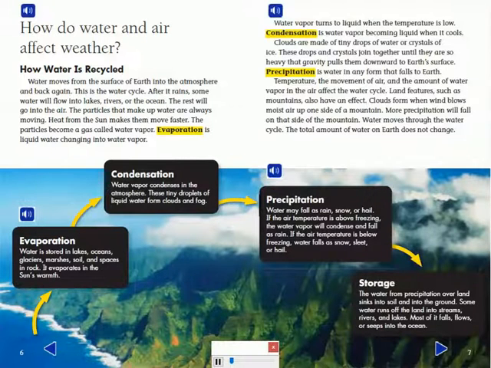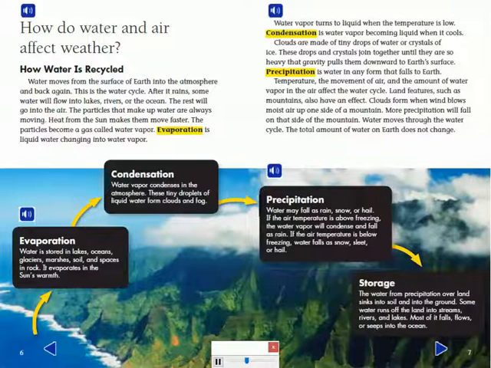How do water and air affect weather? How water is recycled. Water moves from the surface of Earth into the atmosphere and back again. This is the water cycle.